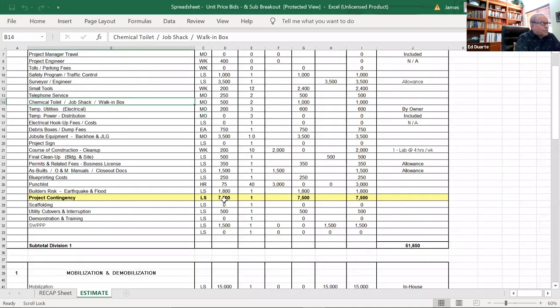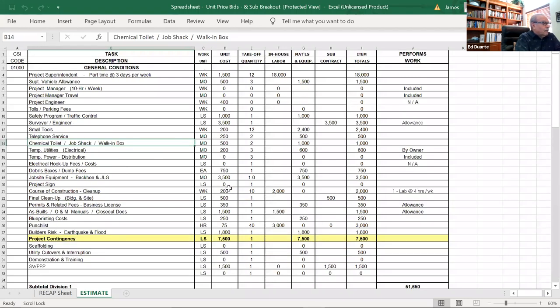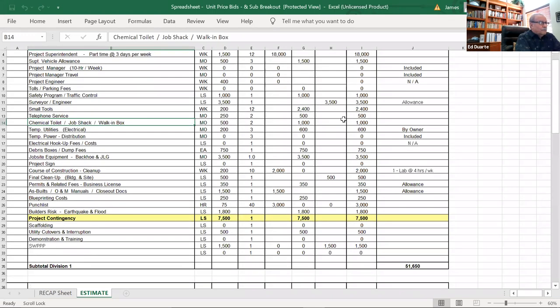All right. I have a contingency here that I just picked an arbitrary number. I put $7,500 in there. All right. So what do these represent? These represent the cost that the prime contractor is going to incur without pouring one single yard of concrete, pounding one nail, or putting up any steel. In other words, it's job site overhead. It's going to cost me this amount during the course of this 12-week job to do this. And that number is $51,650.